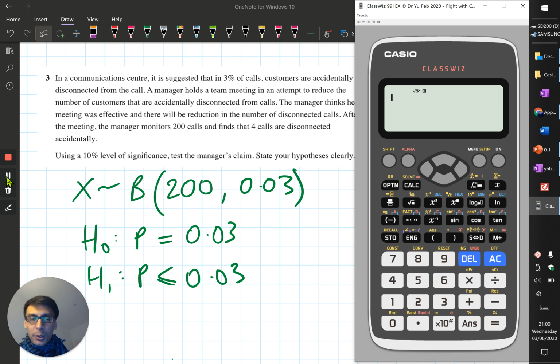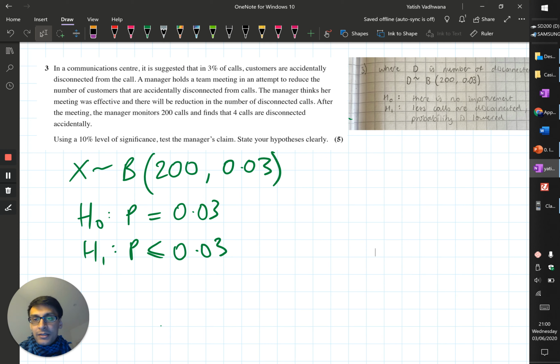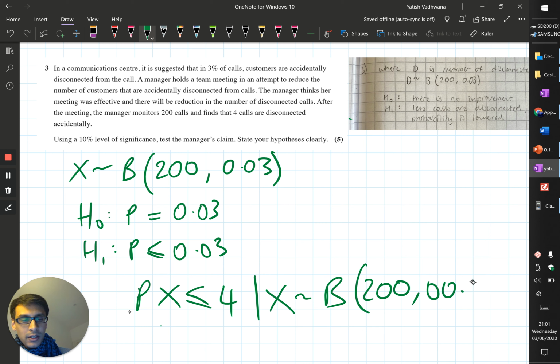So now what we're going to do is figure out the critical values. Now in this case, the critical value is we want four calls or less to be disconnected. So we can put a probability that X is less than or equal to 4. And it's such that X is a binomial distribution where we have 200 calls and probability of success in this case is 0.03. Success meaning success in cutting off call.